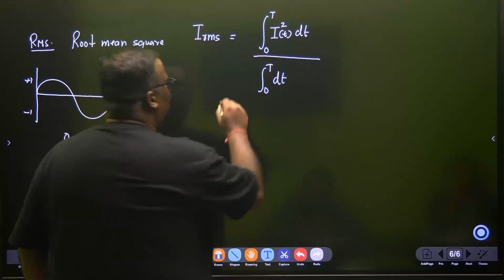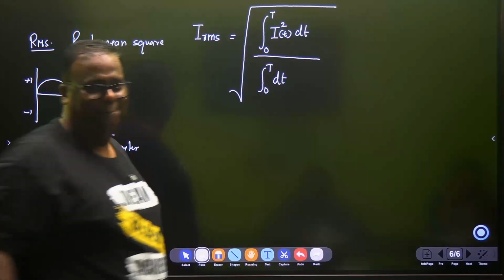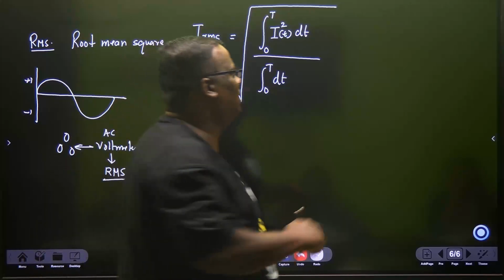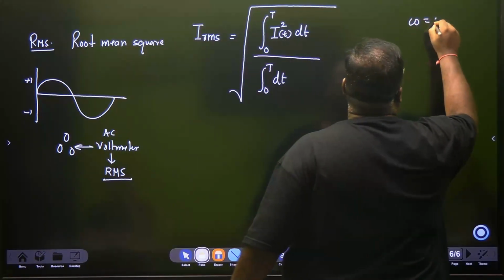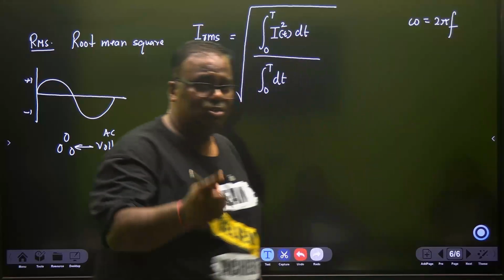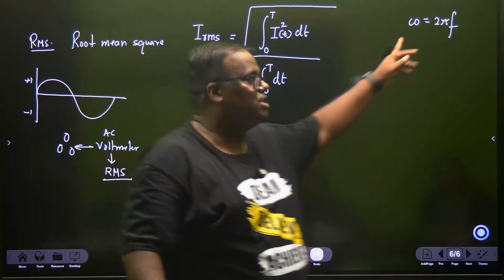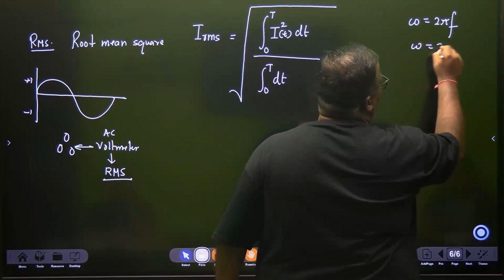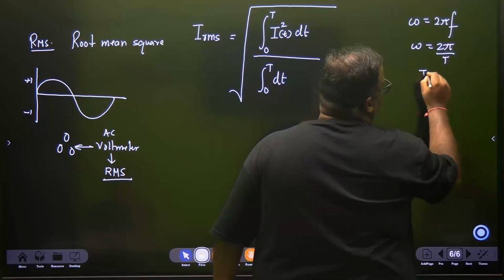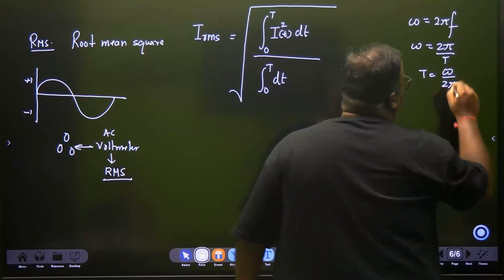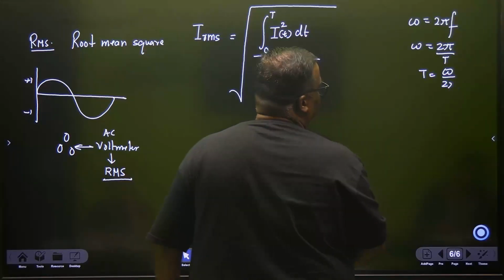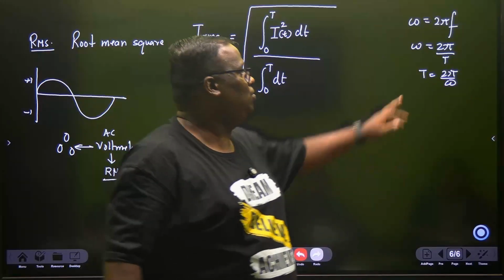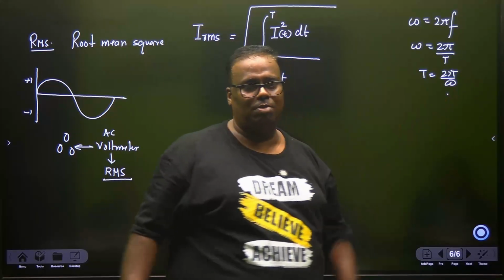And then we have to do the root. It appears very tough, but it is very easy. Even give it a try at home. But there is a change here. Omega is equal to 2 pi f. This time my study is over one cycle, so you will not change omega. So my omega can now be written as 2 pi by T. So T becomes 2 pi by omega. In the previous integration, we used pi by omega. This time we will use 2 pi by omega.